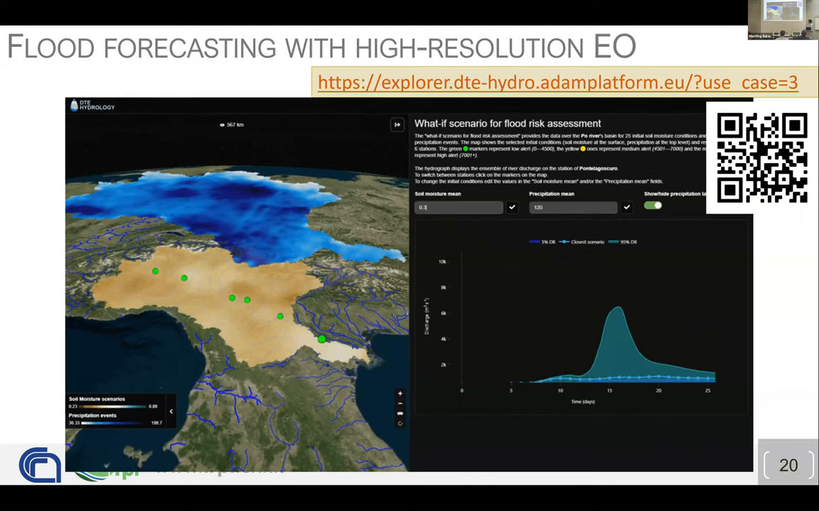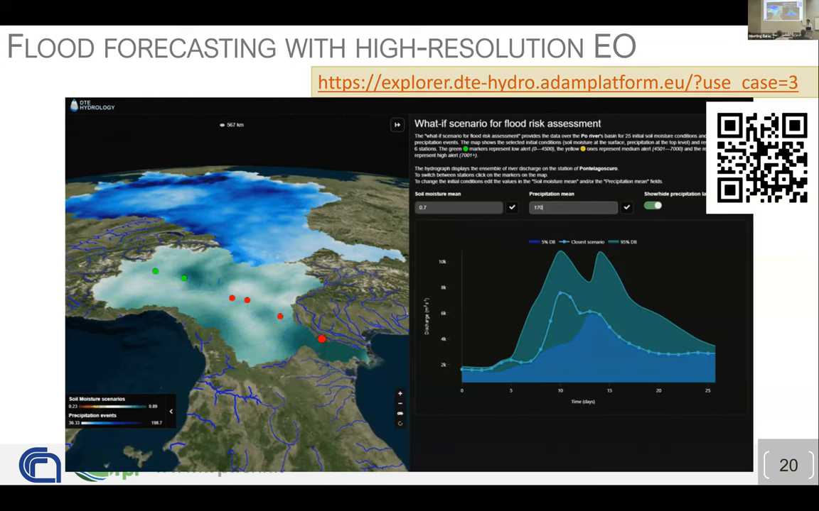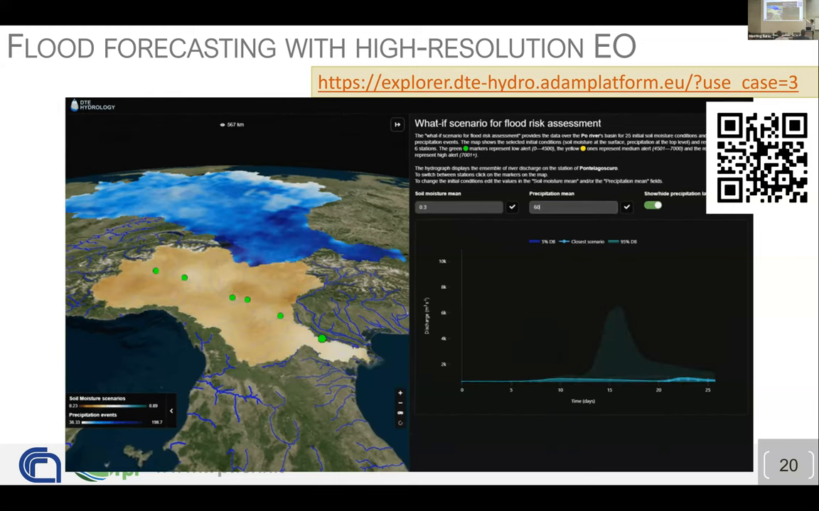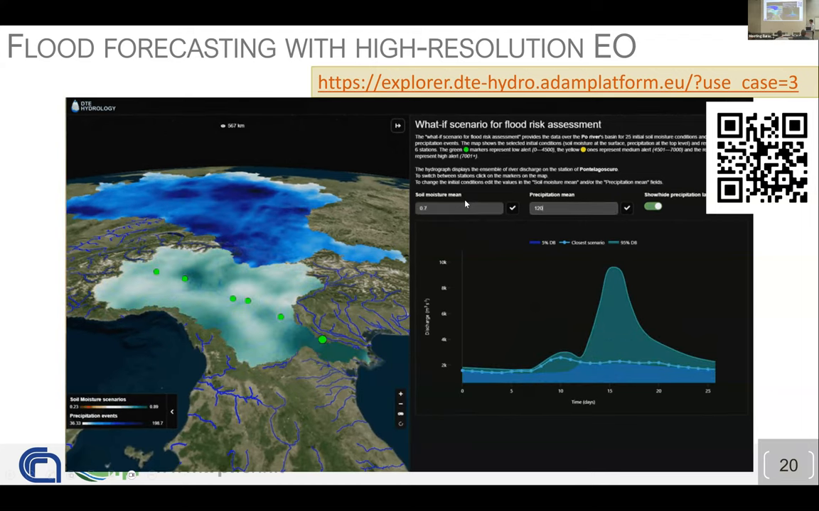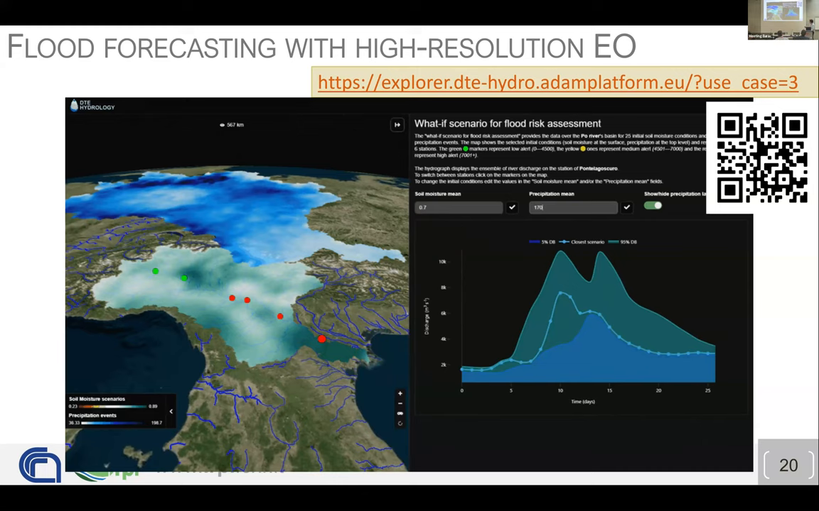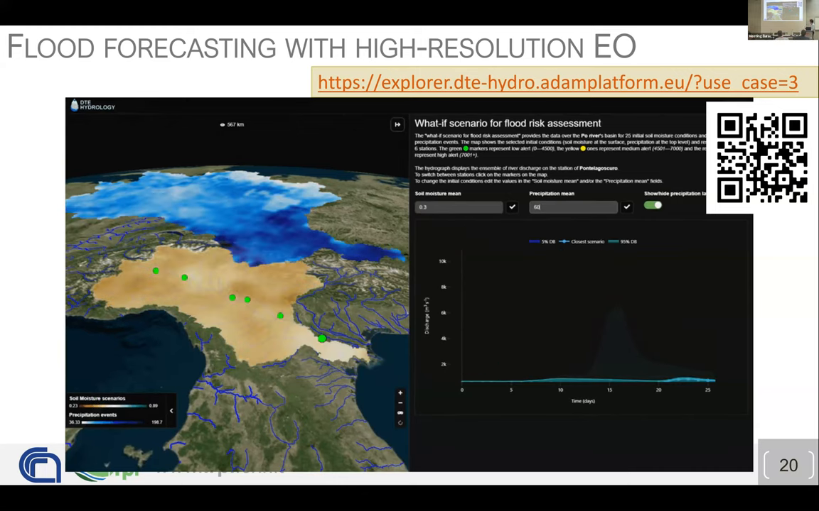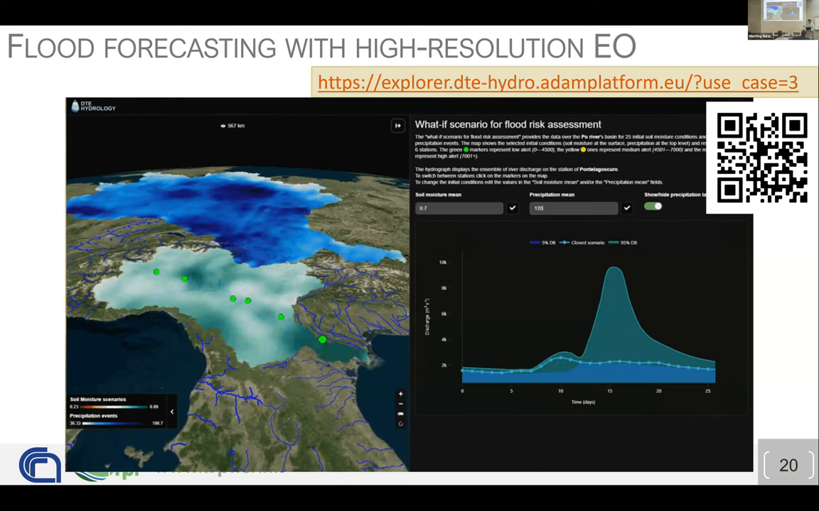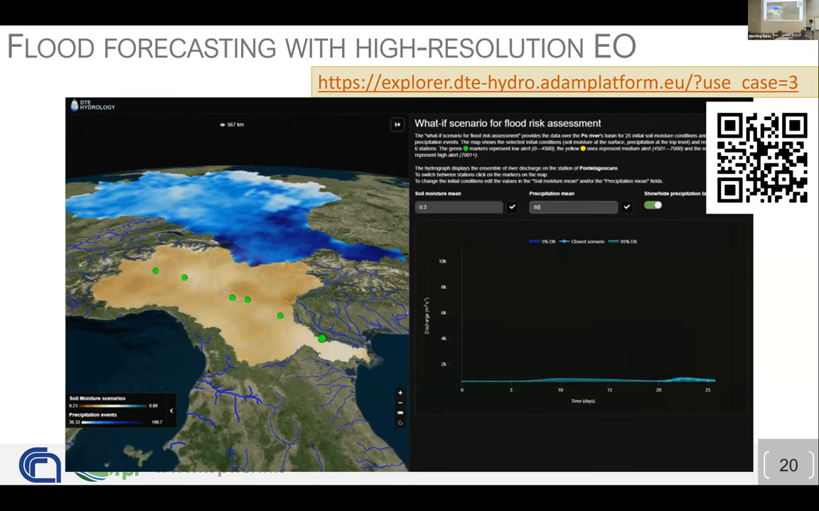So very simple, you can go to the platform. What are the two main drivers of a flood? Initial soil moisture and the amount of precipitation. You can put these two numbers in the boxes here, and by changing the two numbers, you can see the floods change for different points of the river. So this is very simple. Even if you show it to people not knowing anything about flood hydrology, it's actually very simple to understand.